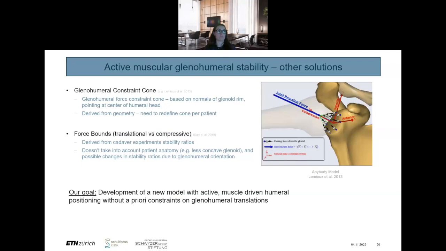So say, okay, our goal is to perform this movement, but if this happens, then recruit the muscles to make sure it's restored back into the humeral head center. Okay, great. Thanks.